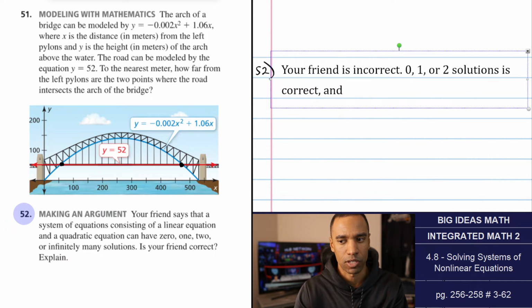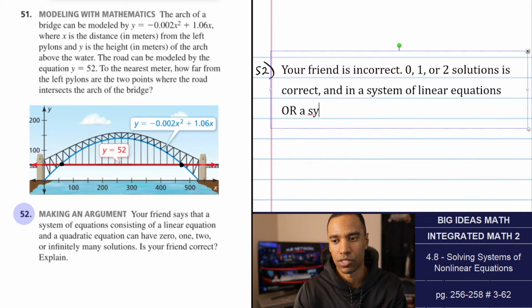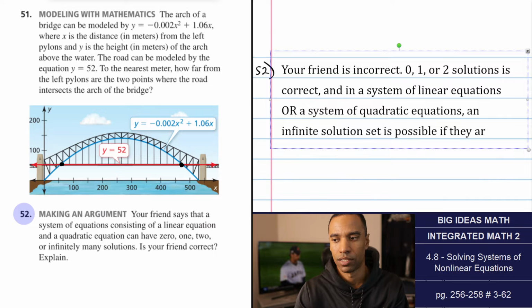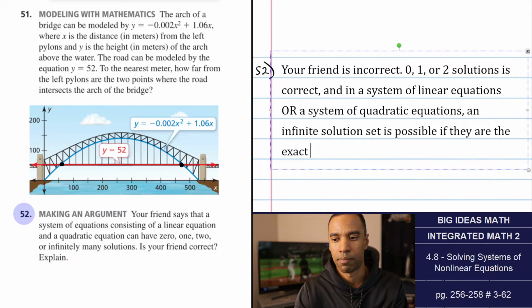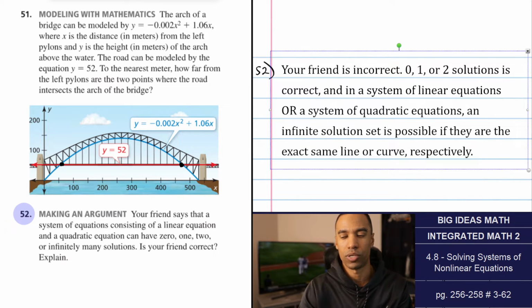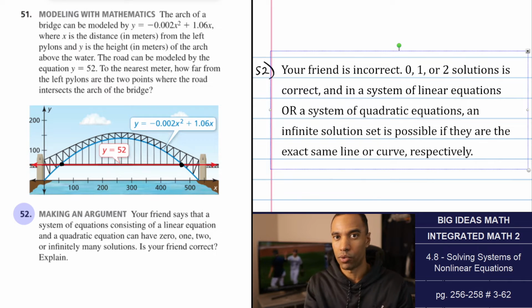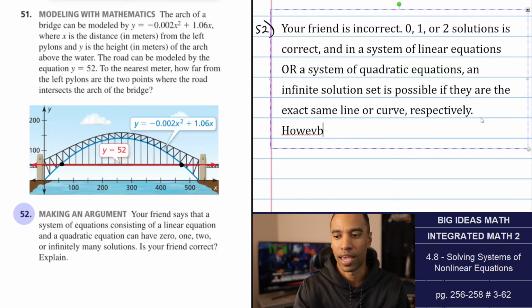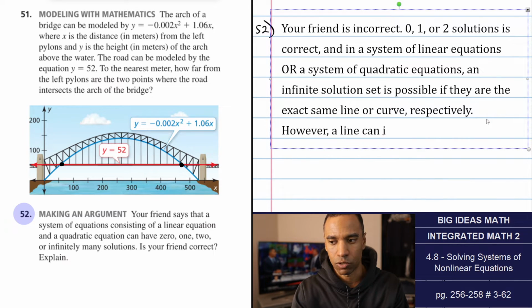I'm going to explain as I type. In a system of linear equations or a system of quadratic equations, or of any matching degree, an infinite solution set is possible if they are the exact same line or curve respectively. What I mean is, in a system of linear equations, you could have 2 lines that are the exact same. In a system of quadratic equations, you could have 2 curves that are the exact same, 2 parabolas. However, a line can never be identical to a curve.